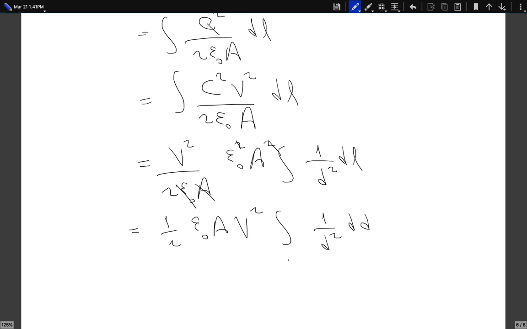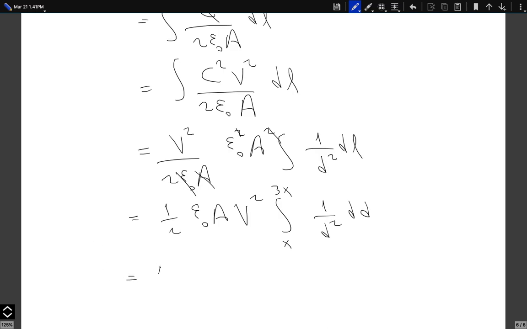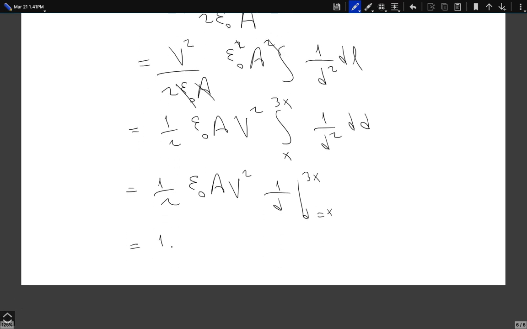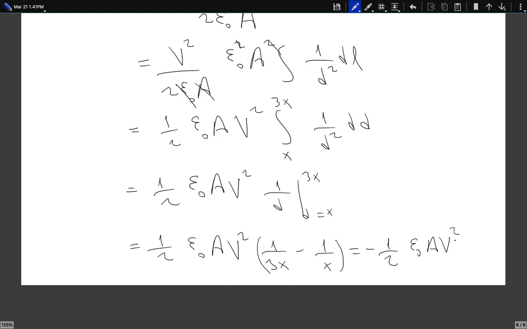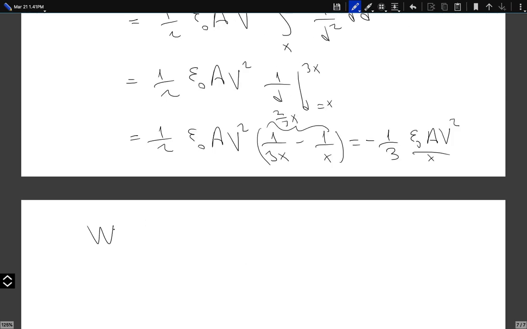What is the minimum value of d, the first value? x up to 3x. So this is equal to 1 over 2 epsilon 0 A V squared, 1 over d as d goes from x to 3x. 1 over 2 epsilon 0 A V squared times 1 over 3x minus 1 over x. This is minus 1 over 2 epsilon 0 A V squared over x times 2 over 3. This is 2 over 3 times x. The work done is minus 1 over 3 C V squared.